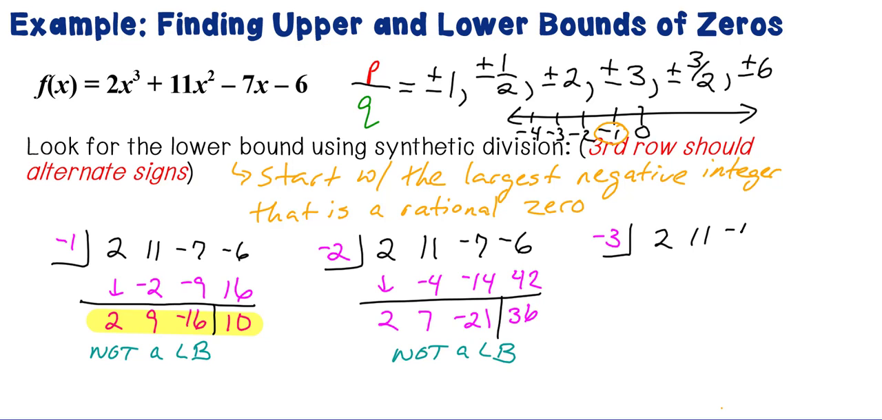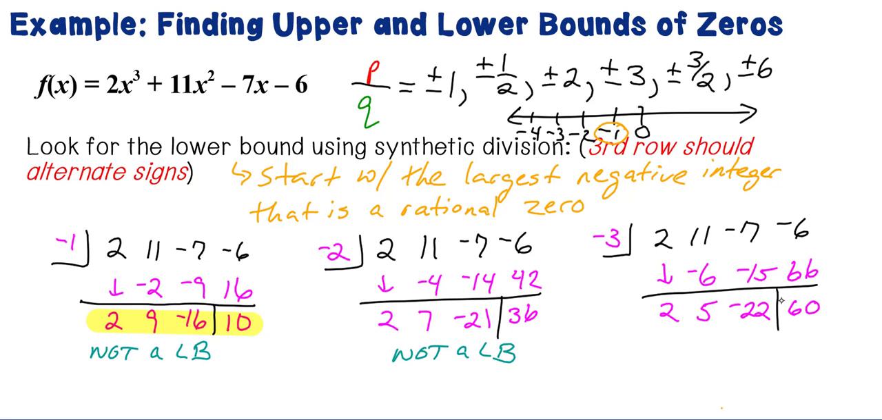2, 11, -7, -6. All right, so let's bring down the 2. We get -6 plus 11 is 5. -15. Add it and we get -22. -66 and we get, not -66, +66, because a negative times a negative is a positive. So +66. Once again, they are not alternating, so this is not a lower bound. So we have to go on to the next one.